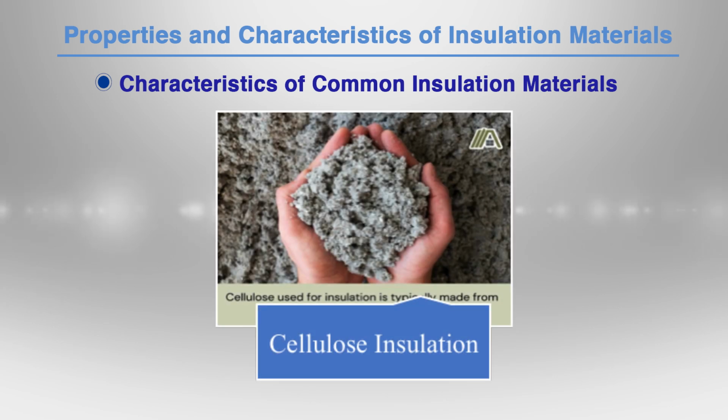Third one is cellulose insulation, made from recycled paper products. It has characteristics like being environmentally friendly, with good thermal and sound insulation, but it can settle over time. It is blown into wall cavities and attics.